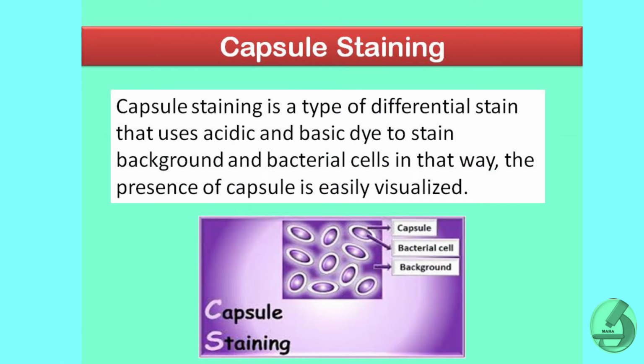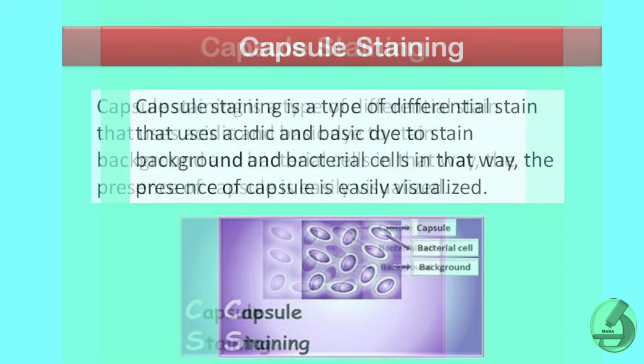Capsule staining is a type of differential stain that uses an acidic and a basic dye to stain the background and bacterial cells. In that way, the presence of a capsule is easily visualized.